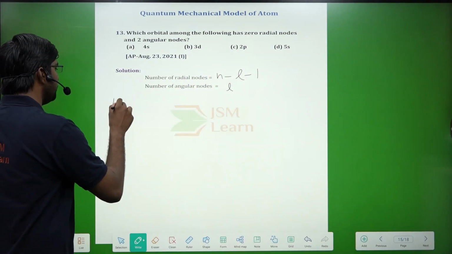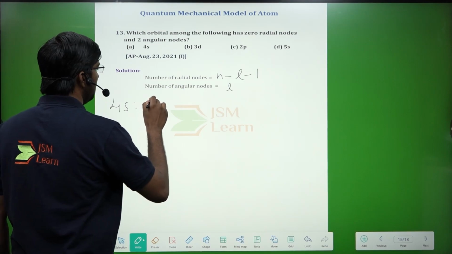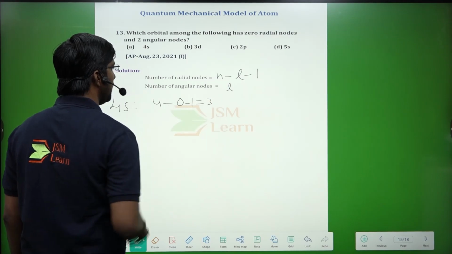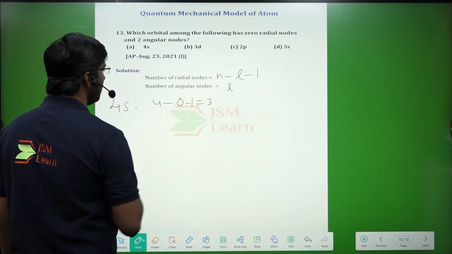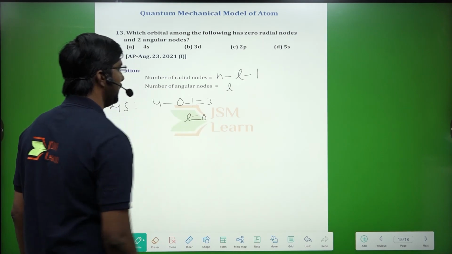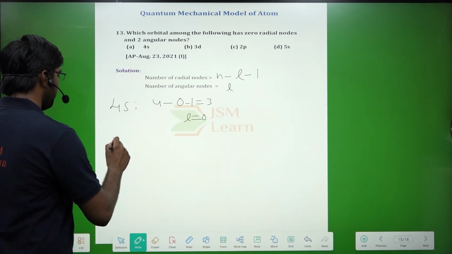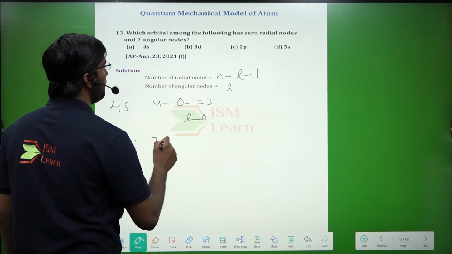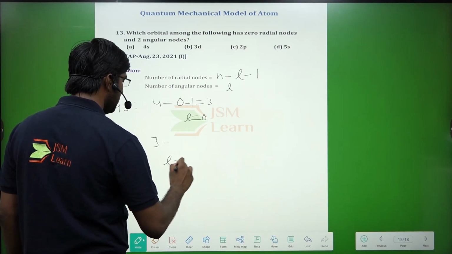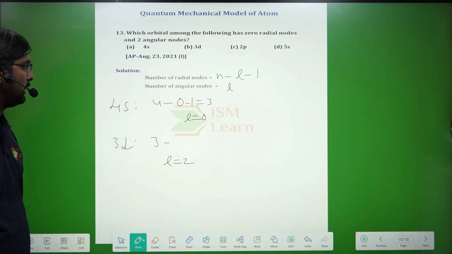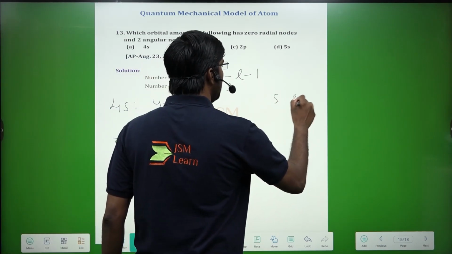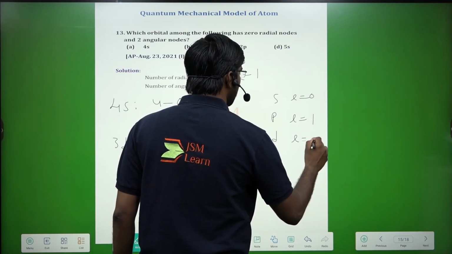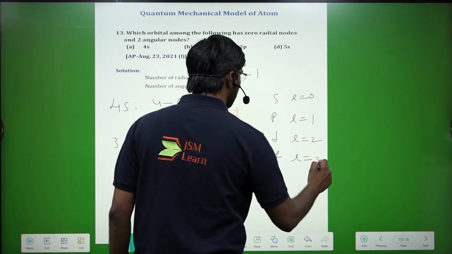See, for the 4s orbital, N is 4, for s orbital L equal to 0, minus 1, so that is 3. And the number of angular nodes is equal to 0, since L equals 0 for s orbital. Okay, and 3d. In the same manner, for every orbital you should check. So 3 minus, for d orbital L equal to 2. See, for s orbital L equal to 0, for p orbital L equal to 1, for d orbital L equal to 2, for f orbital L equal to 3.